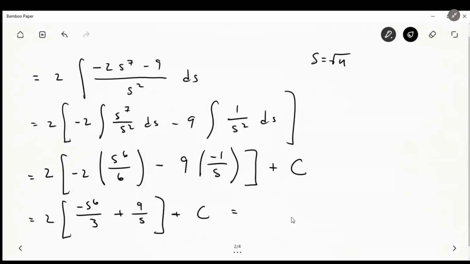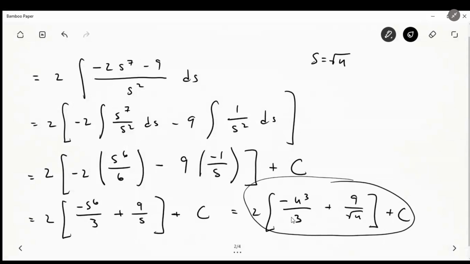So let's do substitution for u. We're saying minus u cubed over 3 plus 9 over radical u plus c. And that is really your final solution. You could distribute, I would distribute this too, but I'm sure you know how to do that.